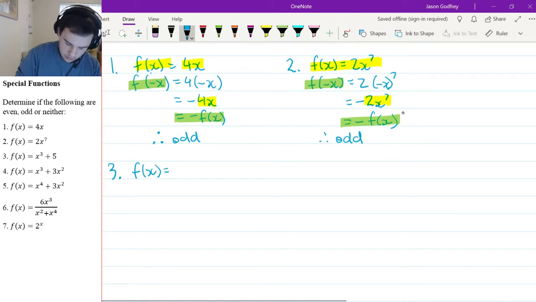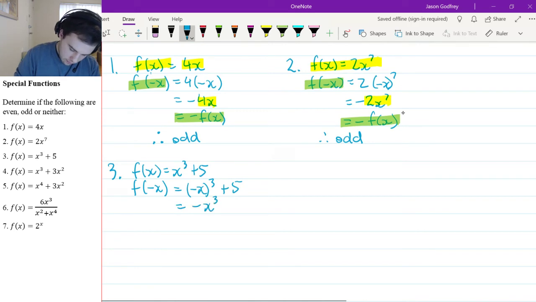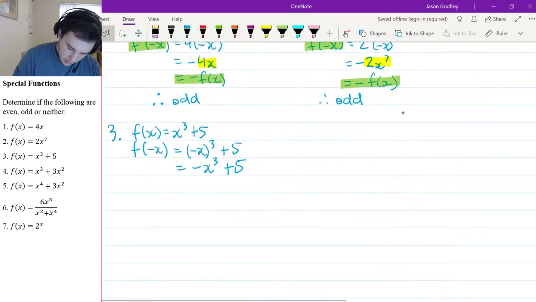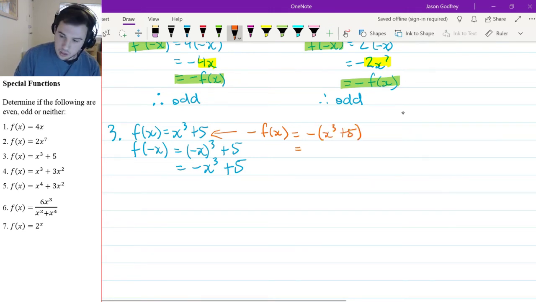f of x is x cubed plus 5. Again, we're going to input negative x. Everywhere we see x, the only thing happening to x here is it's being cubed. If we put in negative x, this would be negative x cubed. Now, what would negative f of x look like? Well, negative f of x would be negative the whole thing, x cubed plus 5, which if you distributed the negative through the brackets would be negative x cubed, and negative times plus 5 is negative 5. But this is not negative 5, is it? So it's not equal to negative x cubed.